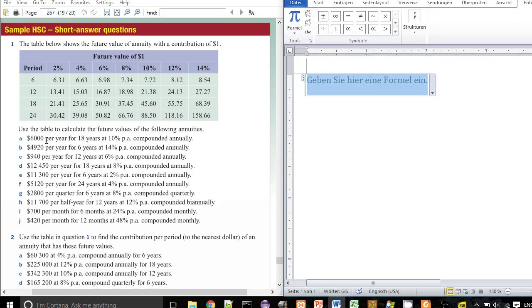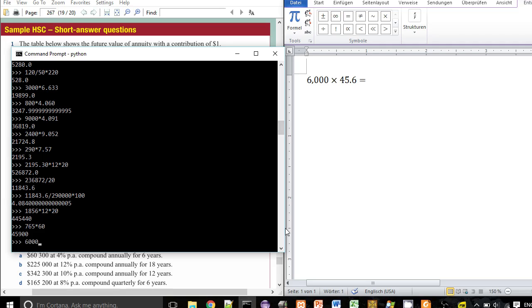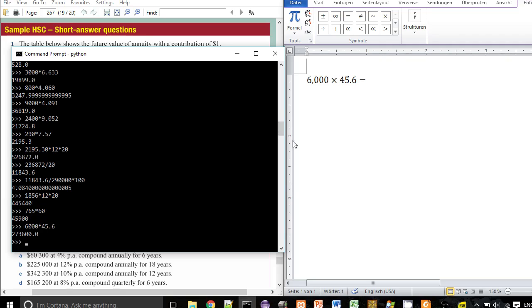So the first one, okay, so this is the future value again. So you just sort of multiply for 18 years, 10%. So it's yearly, so 10%, 18 years. So this number, so you just do 6,000 times 45.6. Okay, so 273,600.